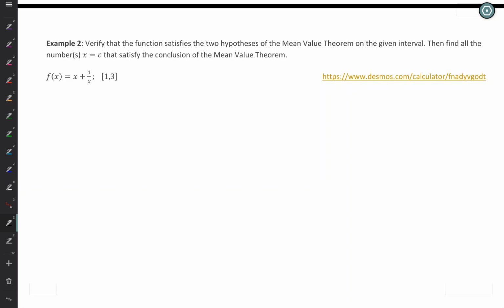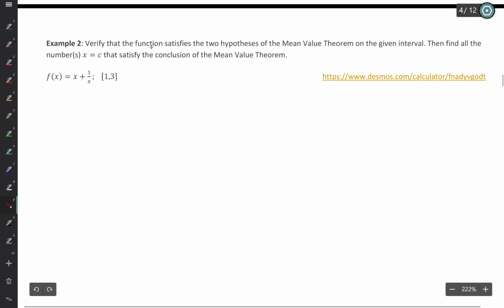In this video, we are going to do example 2 from lesson 15. We're asked to verify that the function satisfies the two hypotheses of the mean value theorem, and then verify the conclusion by finding the numbers c that satisfy the conclusion of the mean value theorem.